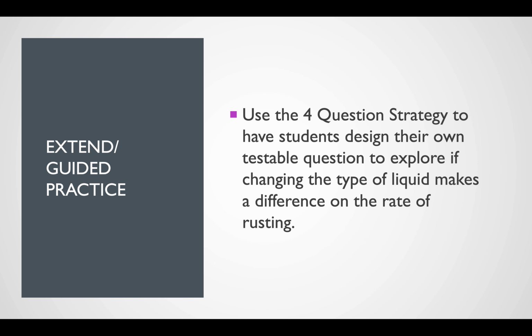So I would actually have them do the 4-question strategy. The second piece is, what materials do you need? Now that the students have put a nail in water and seen that if it sits in water, it rusts over time, and that's a chemical change, they're ready to say that if we're going to design an investigation on rusting nails, I need a liquid, I need a cup, I need a nail, and I need time for that nail to sit. So those are the materials or the conditions they need.